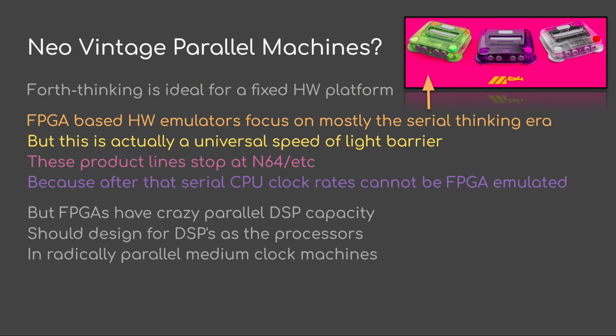FPGA-based hardware emulators focus mostly on the serial thinking era, but this is actually a universal speed of light barrier. These product lines are going to stop around N64 and so on, because after that, serial CPU clock rates cannot be FPGA emulated. But FPGAs have crazy parallel DSP capabilities. Perhaps we should design for DSPs as the processors, and then provide radically parallel, but medium clock machines. And these are things we could actually drive with a Forth-style language.